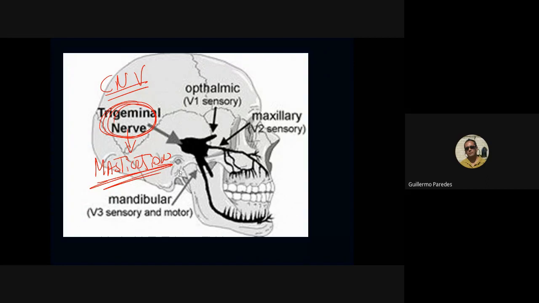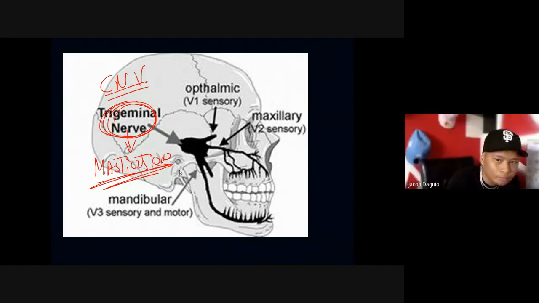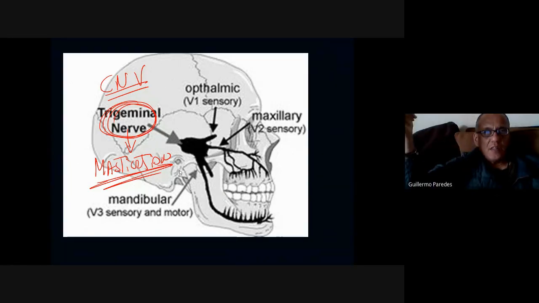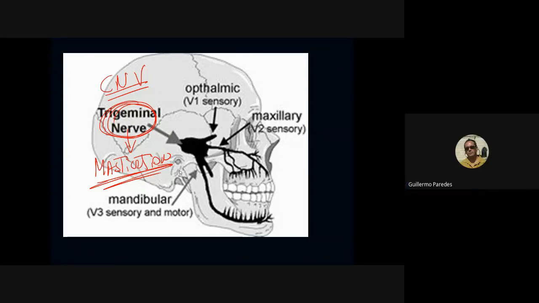So listen, 1 is smell, olfactory. 2 is vision. 3, 4, 6, eye movement. Do you notice when the doctor is asking, can you follow my finger? Yes or no? That's them assessing the 3, 4, 6 cranial nerves. Okay? Number 5, mastication. Number 6 is, with 3 and 4, eye movement.